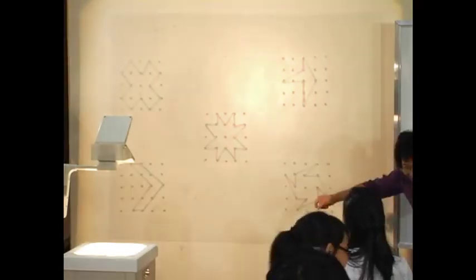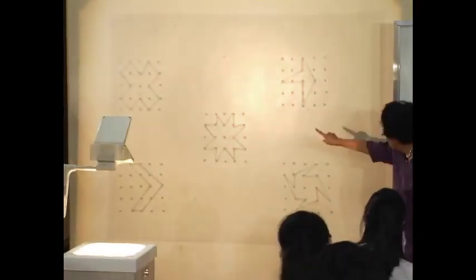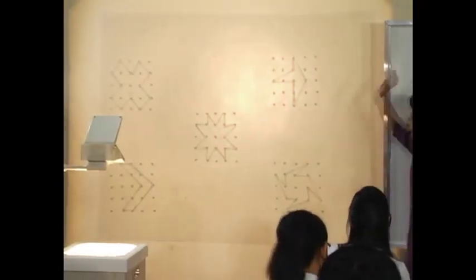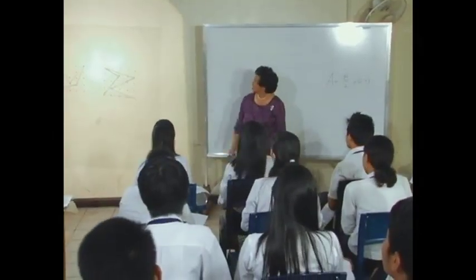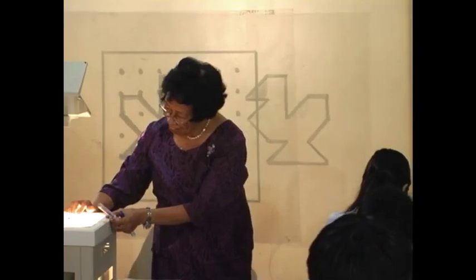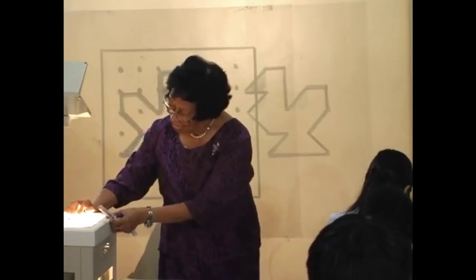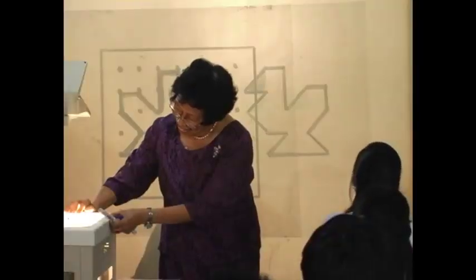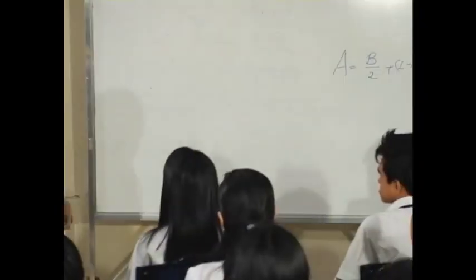All right, write down your answers. 1, 2, 3, 4, 5. Write down your answers. Number 1, class? 8. Number 2? 5.5. Number 3? 5. All right. How much? Boundary? Yes? 9.5.